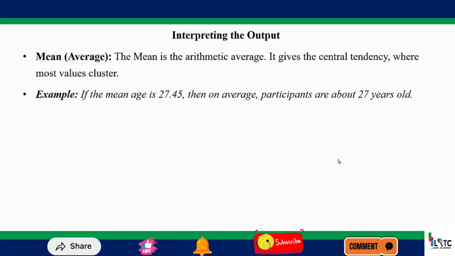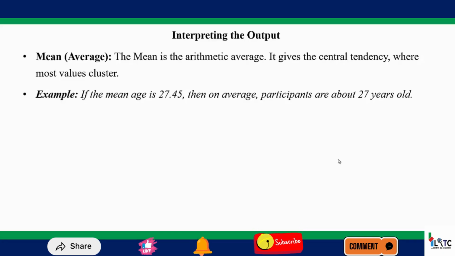There are some statistics that will automatically appear when you run your descriptive statistics in SPSS, and the first is mean, which is also known as the average, and the mean is simply the arithmetic average. It gives the central tendency where most values cluster around. So the mean will give you a quick idea of the average of all your data. For instance, if the mean age is 27 or 27.5, then on average you can simply say that the participants in that particular survey are about 27 years old.